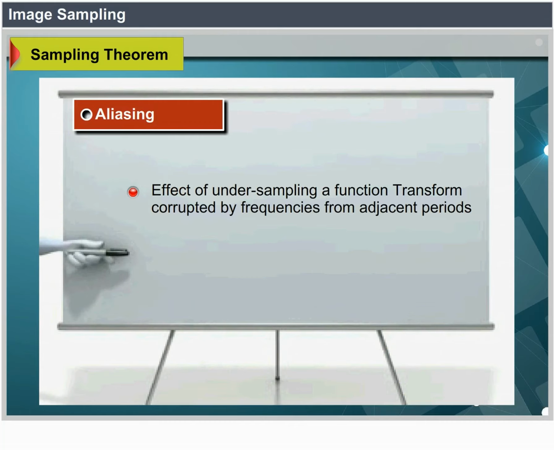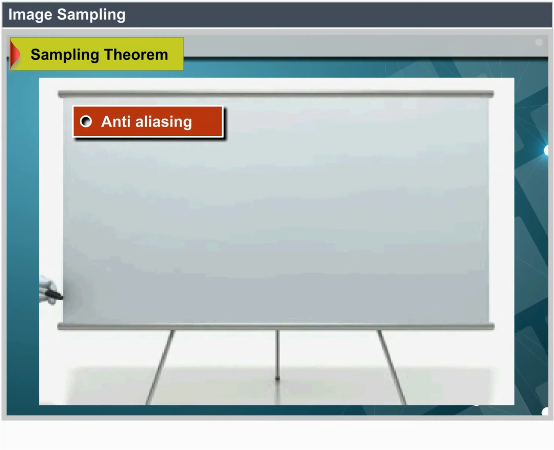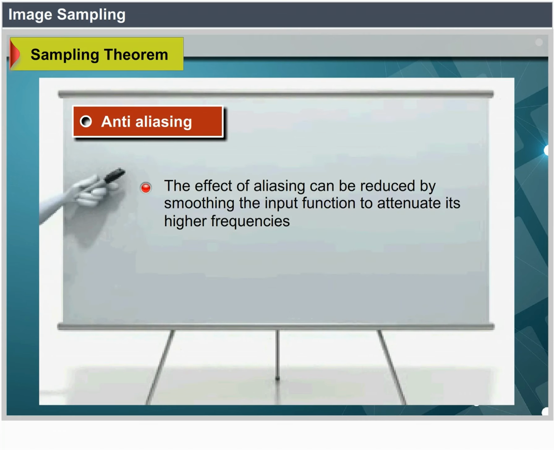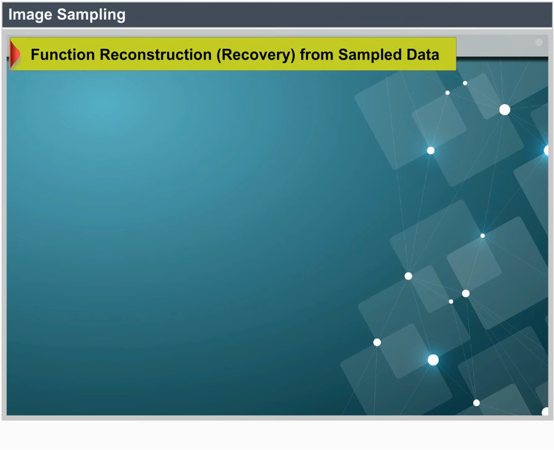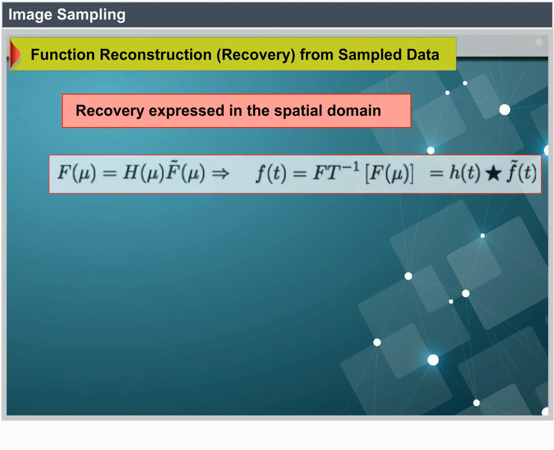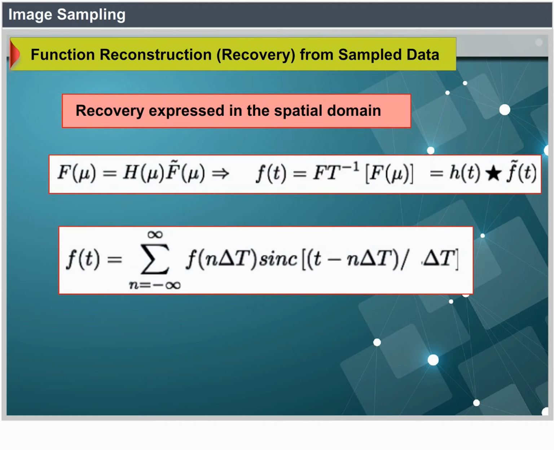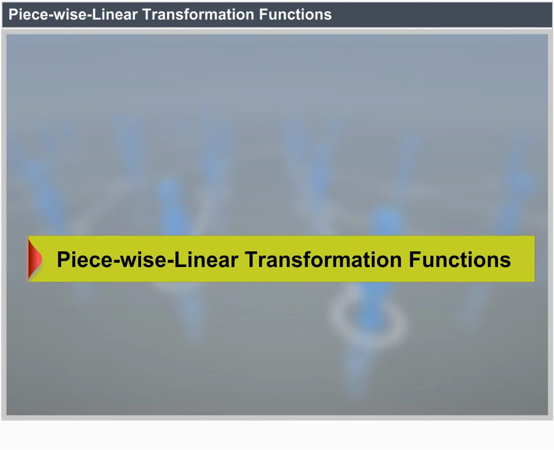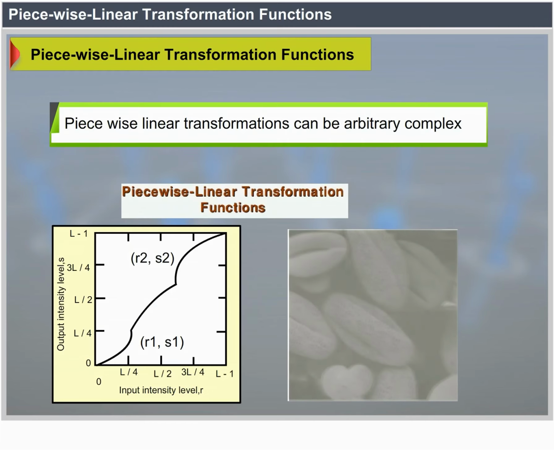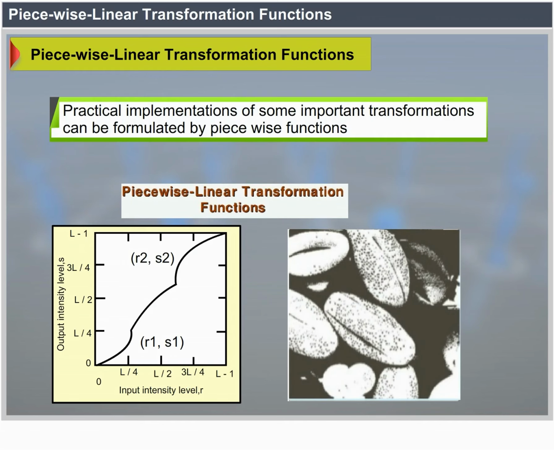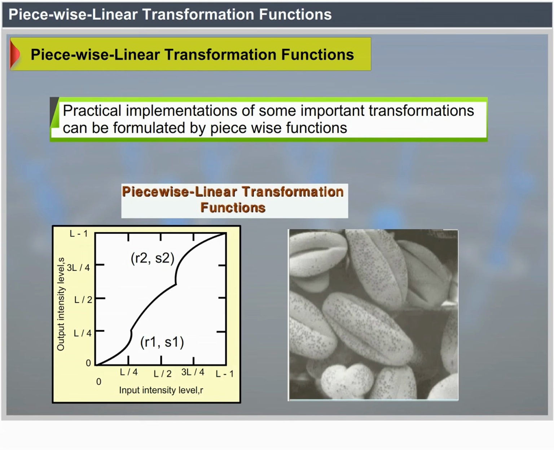Piecewise linear transformation functions. Piecewise linear transformations can be arbitrarily complex. Practical implementations of some important transformations can be formulated by piecewise functions. The disadvantage of piecewise functions is that their specification requires much more user input. Piecewise linear transformation functions include contrast stretching, intensity level slicing, and bit plane slicing. Contrast stretching expands the range of intensity levels to span the full intensity range of the output device.